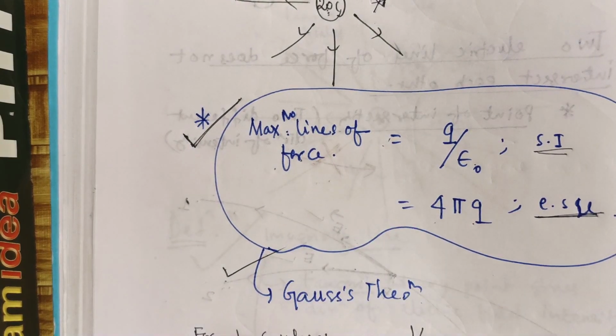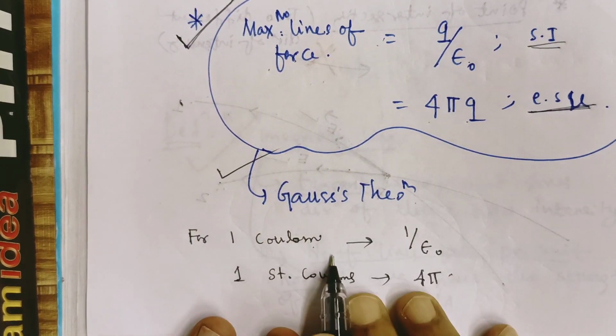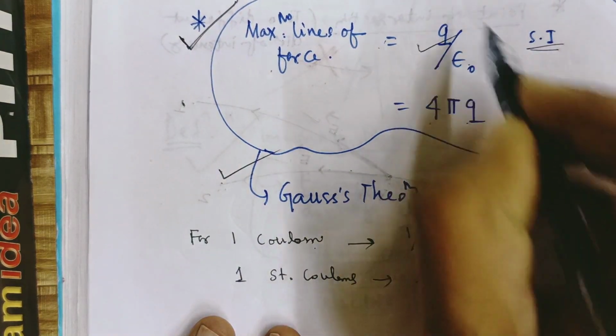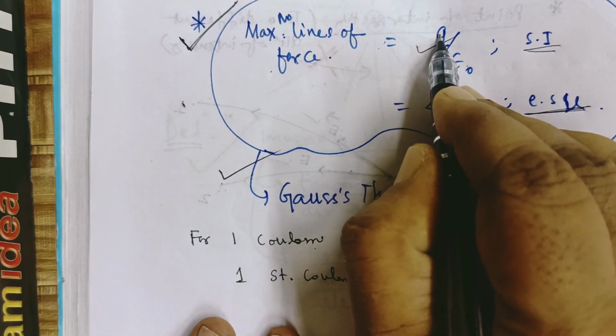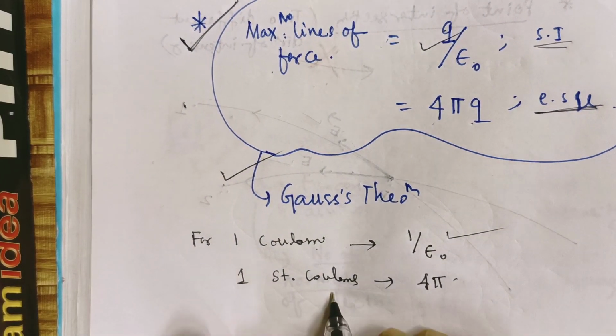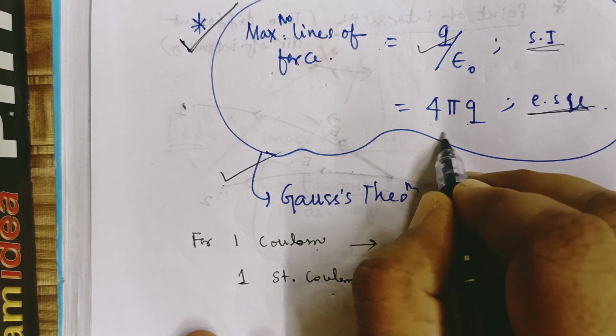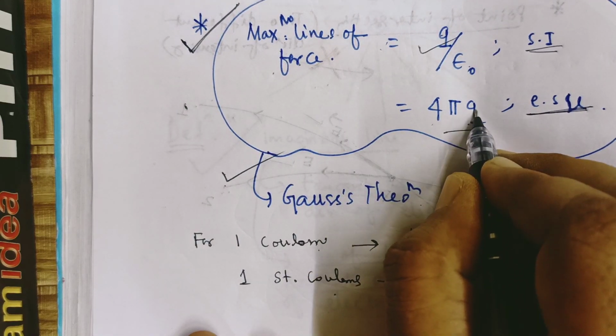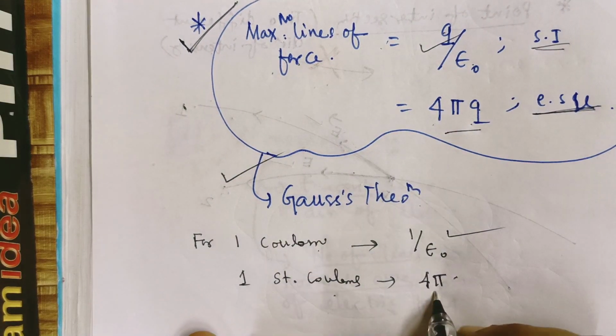1 coulomb means that is SI system. SI system means you use this formula. You put 1 coulomb here, so the answer is 1 by epsilon 0. If 1 stat coulomb is given in the question, then you should use this CGS formula. So if you put Q1 here, the answer is 4 pi.